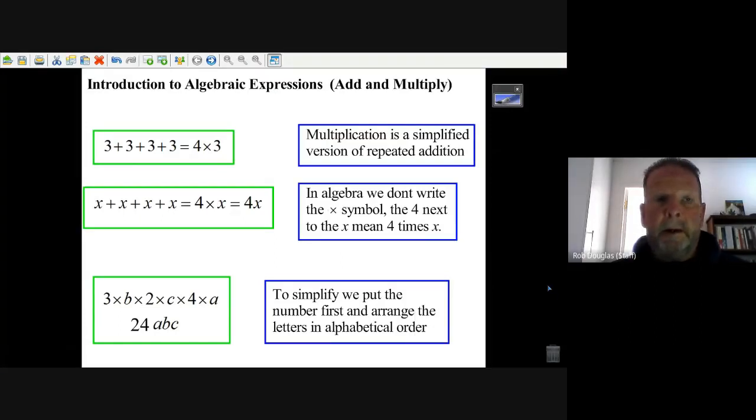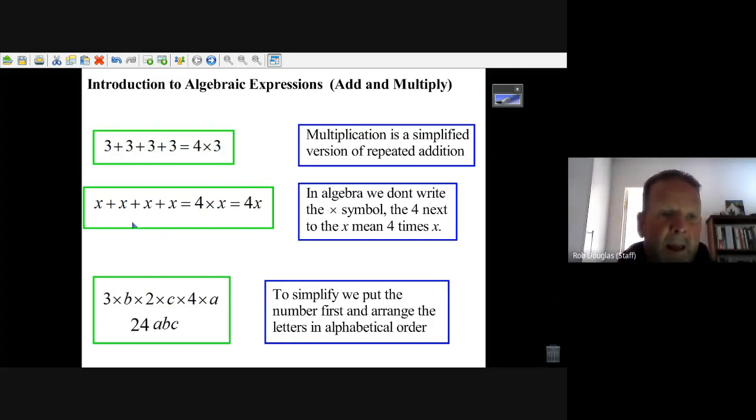Okay, we're going to look at an introduction to algebraic expressions, and we're going to start with adding and multiplying. Well, you guys know that 3 plus 3 plus 3 plus 3, if you add all those threes together, it's actually a little smarter to just multiply 4 times 3. So adding 4 threes is the same as 4 times 3, like that.